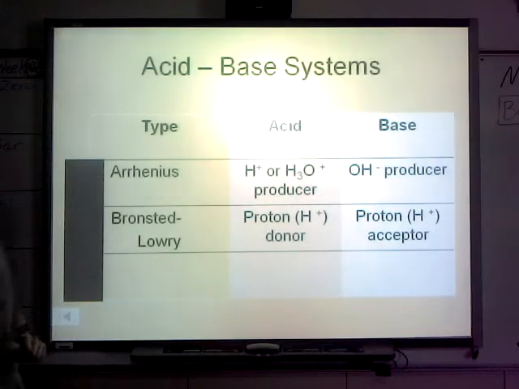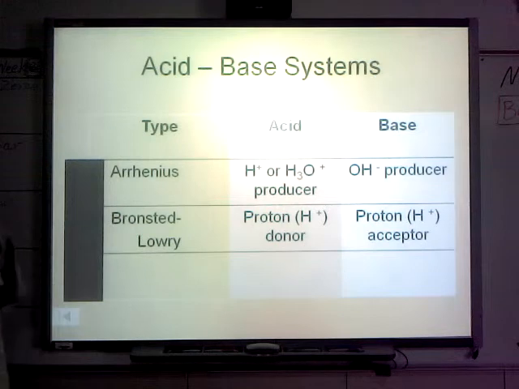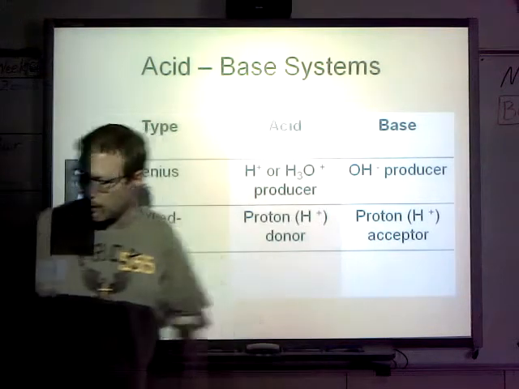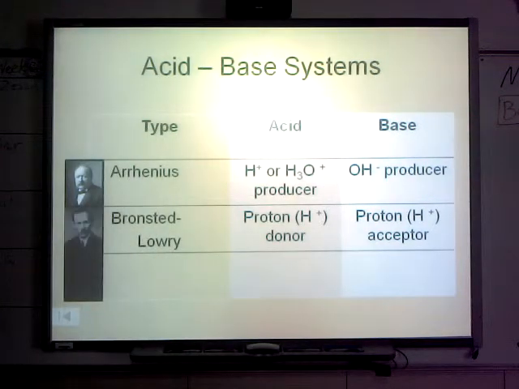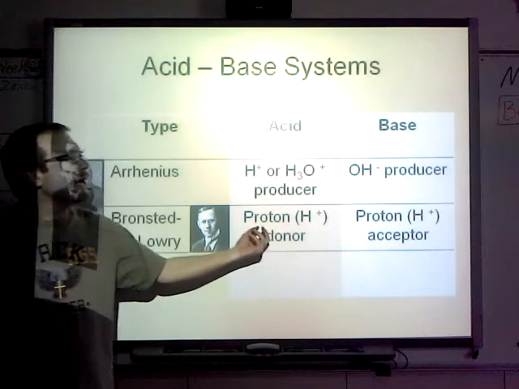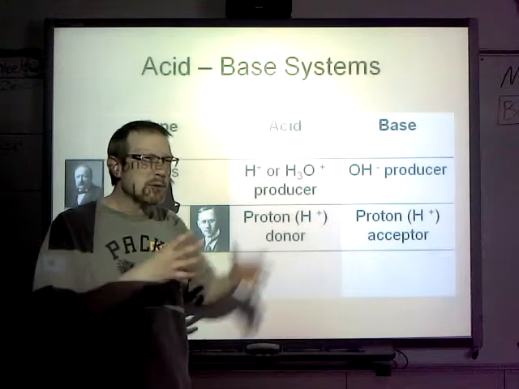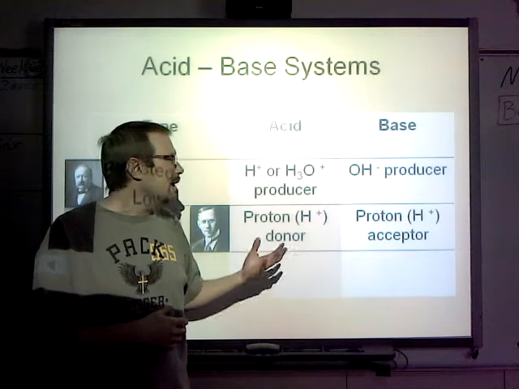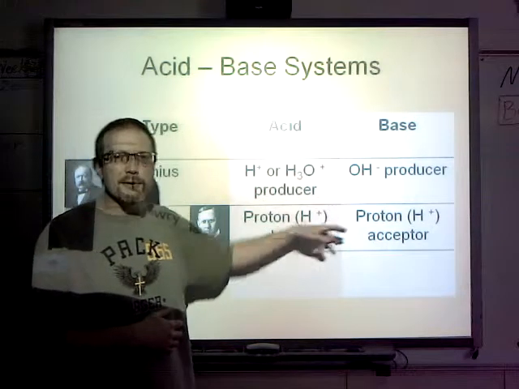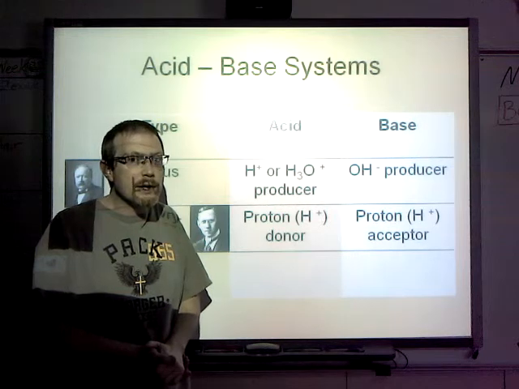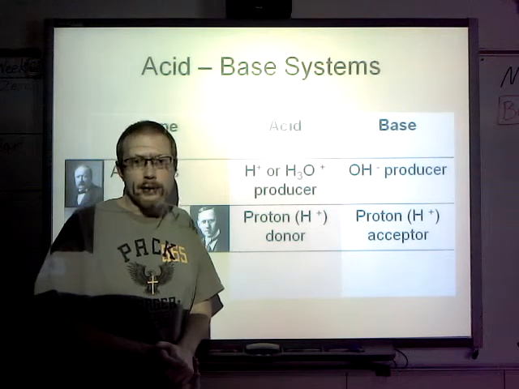So just to kind of sum things up again, we have Mr. Arrhenius who said that an acid is a hydrogen ion producer, and a base is a hydroxide ion producer. And you had Misters Bronsted and Lowry, which said that an acid was a proton donor and bases are proton acceptors. So for the most part, they're pretty much saying the same thing. It's just using a little bit different language. And there is a third acid-base definition called the Lewis acid-base definition, but we're not going to be worrying about that this year in Chem 1.